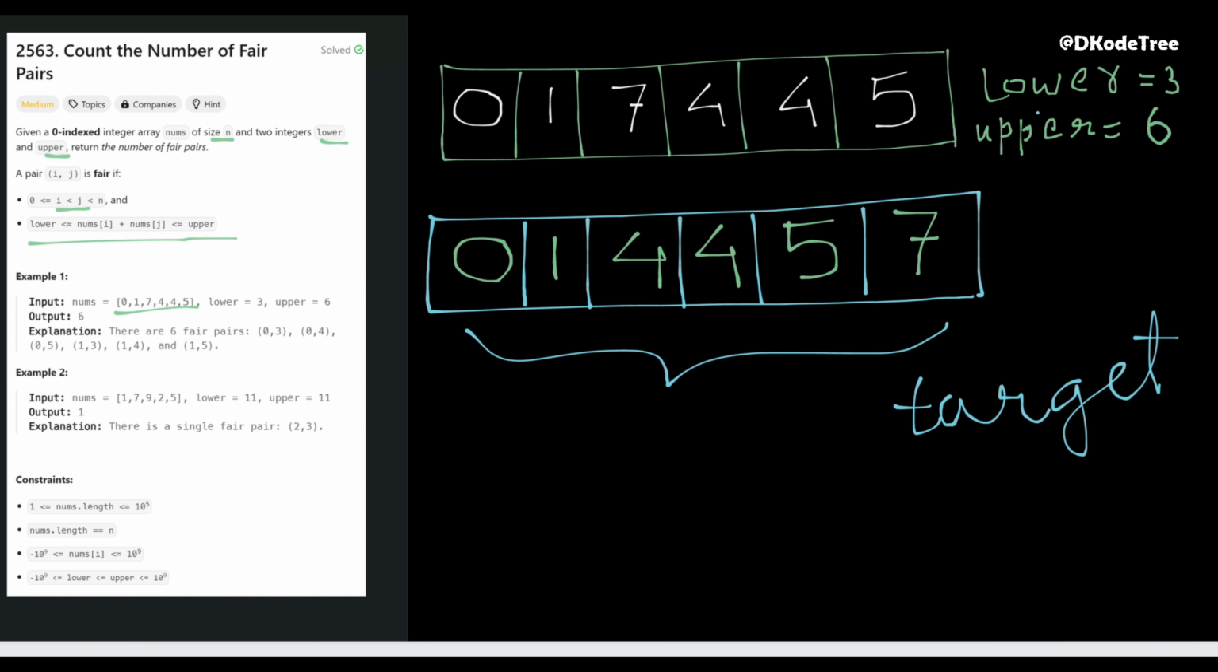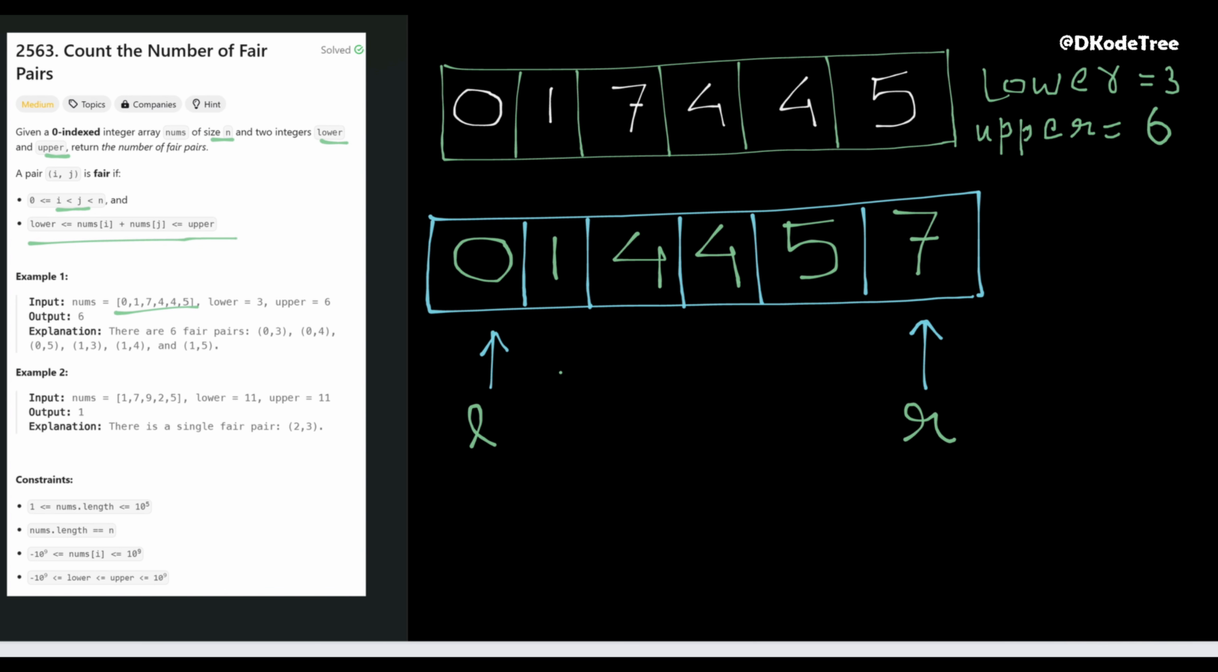But in this case, we have two bounds, a lower and an upper bound, which is making things more complex. So let's take one bound at a time and try to simplify the problem. For the entire array, if we can find the total number of pairs only based on the upper bound, then the problem becomes simple. Say our left pointer is at 0 and the right pointer is at 7. So let's check if 0 plus 7 is less than or equal to 6 or not. This does not follow the condition, which means the sum is over the upper bound.